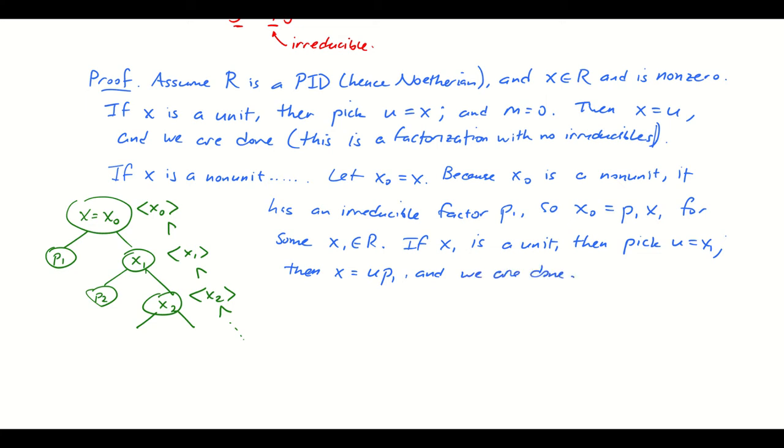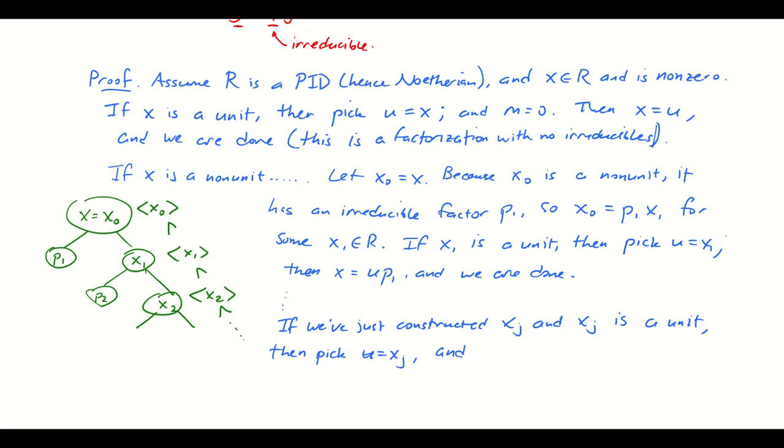Okay, now at this point I'm going to try and just describe what would happen at every stage of this construction, not just the x1 stage. So at this point, if we've just constructed xj, and xj is a unit, then pick u to equal xj, that's a u, and we have x equals that unit times all the irreducibles I previously selected, u, p1, p2, etc., up to pj, and we are done.